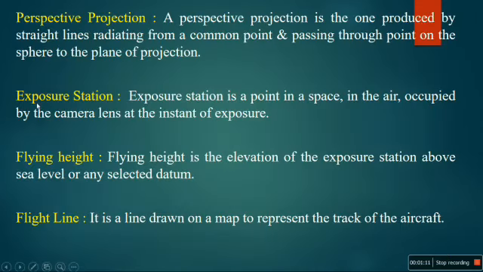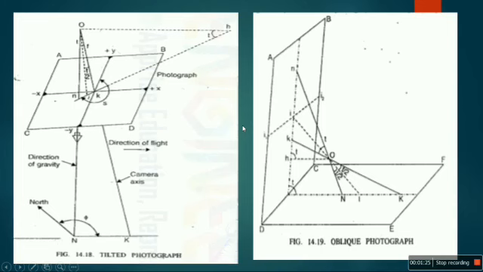Next one, exposure station. Exposure station is a point in space or in the air occupied by the camera lens at the instant of exposure. So just observe this diagram. Here, the point O is the exposure station. It is the camera lens or camera point.